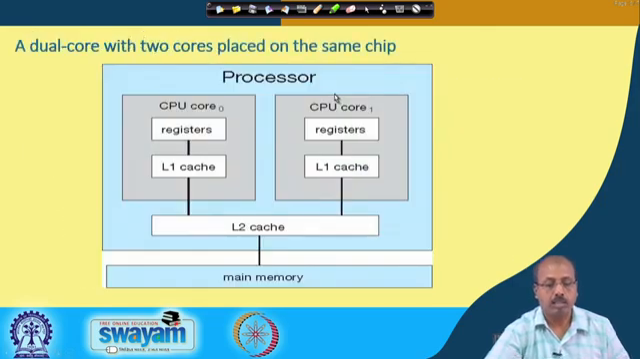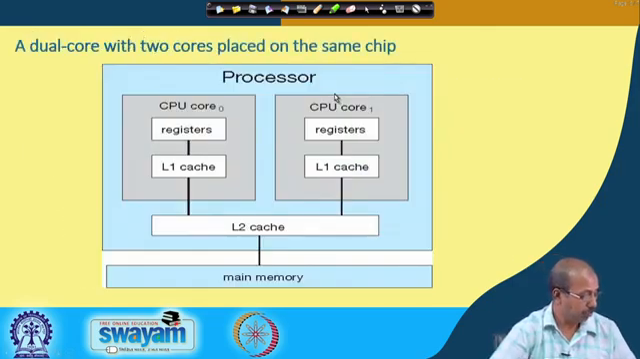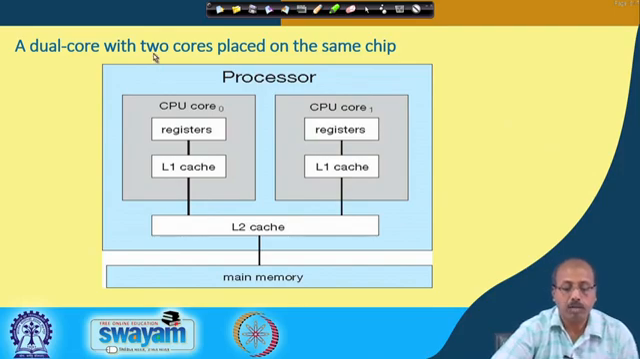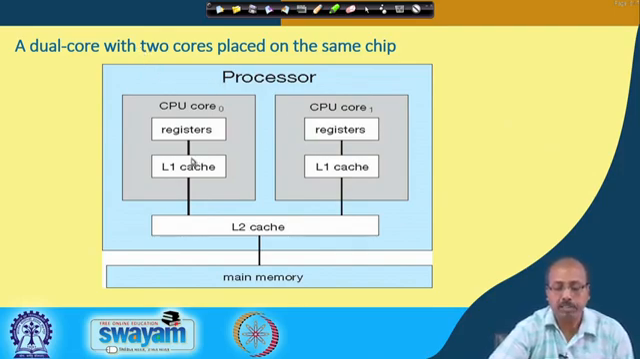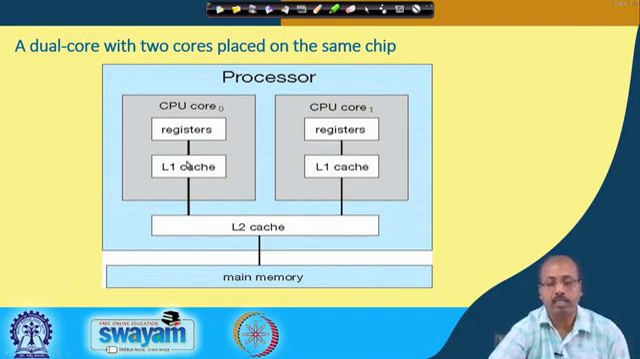A dual core system, an example is given here. We have got core 0 and core 1. We have got these L1 caches. There are two levels of caches that we have, this L1 cache and L2 cache.